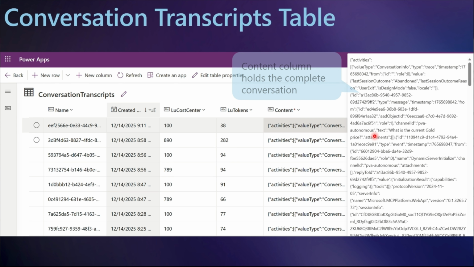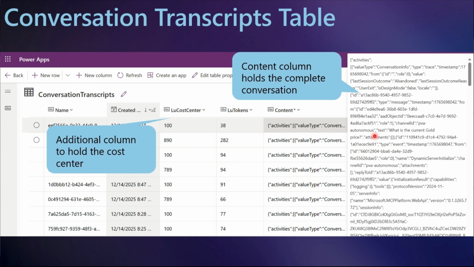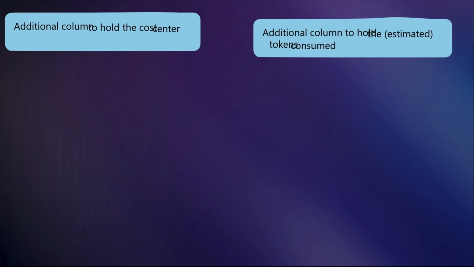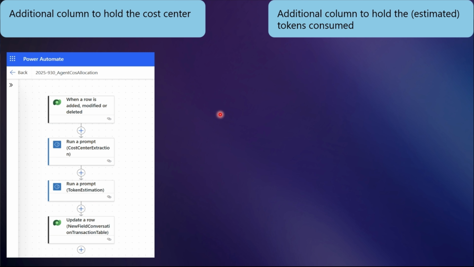But then you see two other columns. One is the cost center. This is the one that is entered or automatically filled. And then I have something about the tokens. And the question is, of course, how did I get these entered? Because these are additional columns that I modified and added to this table. So let's have a look. What did I do?